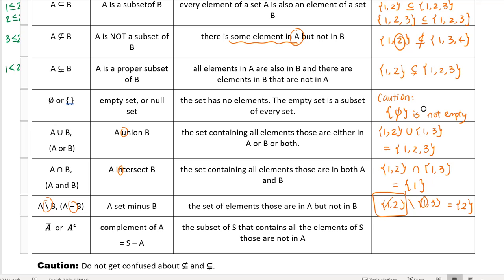Alright, next one. Complement. There are 2 notations for complement. You either put a horizontal line over A, or you can put a C for complement. So this equals S set minus A. S is the universal set.